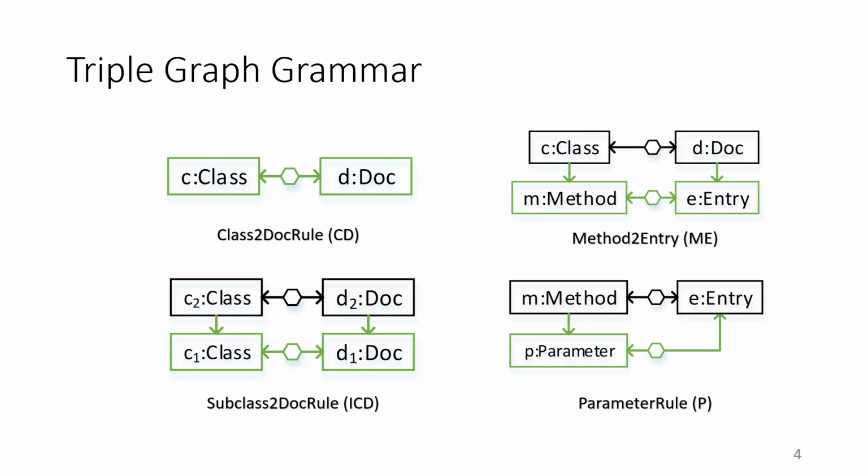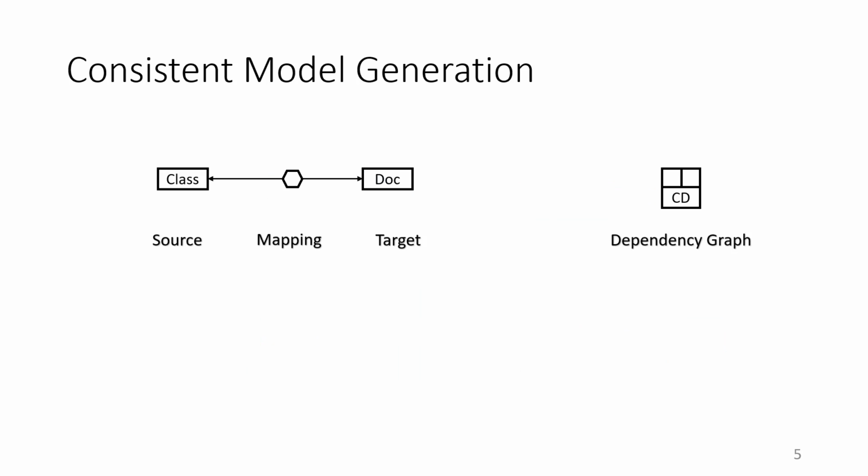And then we can also create methods and entries underneath classes and documents, or even parameters underneath methods that correspond to the documentation entry of the method. Now, given these rules, we can create consistent models. And here we already have a class with a corresponding document, and on the right we see a dependency graph that will depict how these rule applications depend on one another.